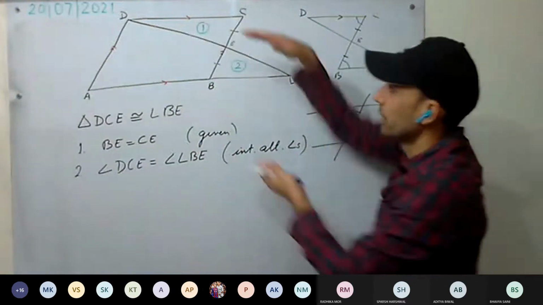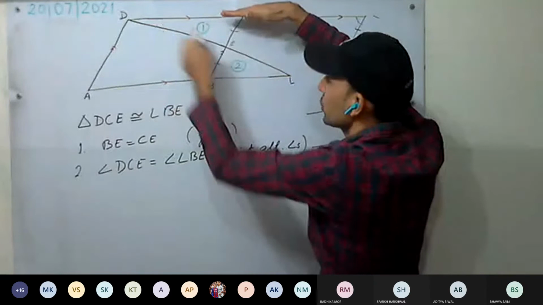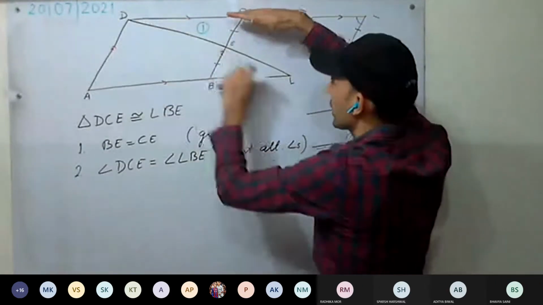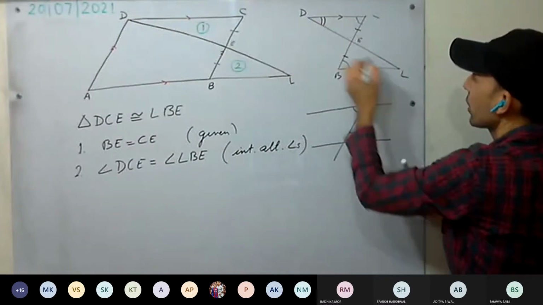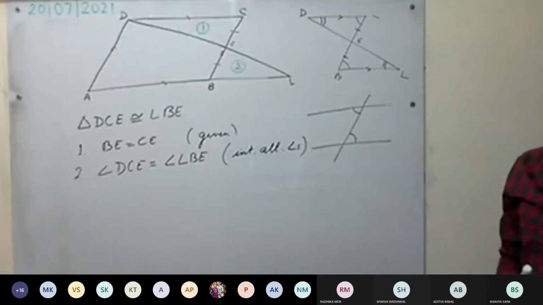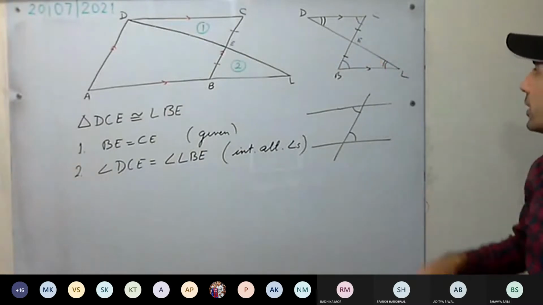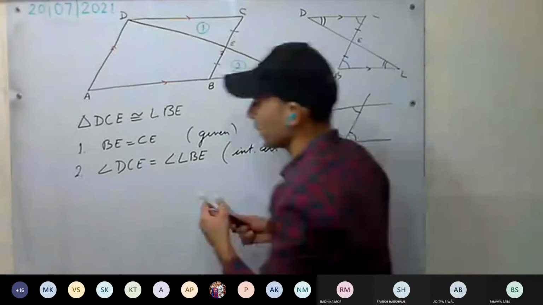These two lines are there, and a third line is cutting. It means these two angles are also equal. You can take either these two angles or these two angles. It is fine. You can take either of them, or you can take both. So next, which one are you going to take? Third one.